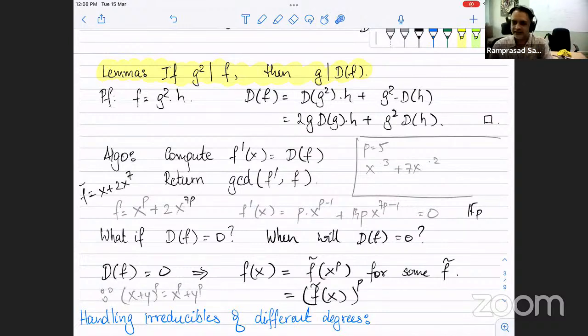Right. Okay. So this is what you would do in the setup of repeated factors. So it's basically the traditional derivative-based approach with GCD, except for this annoying corner case of the derivative becoming 0.